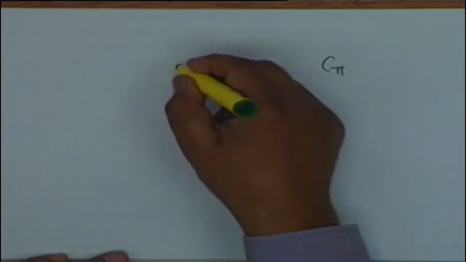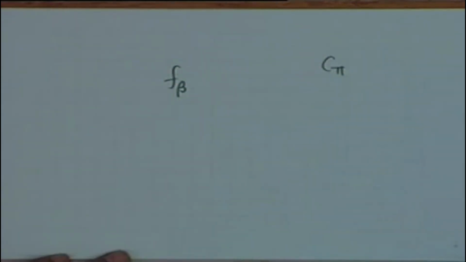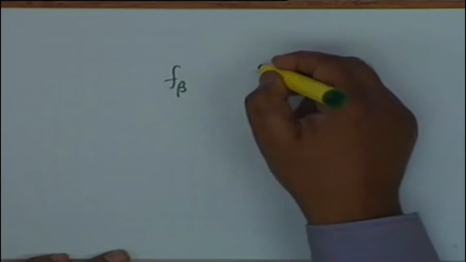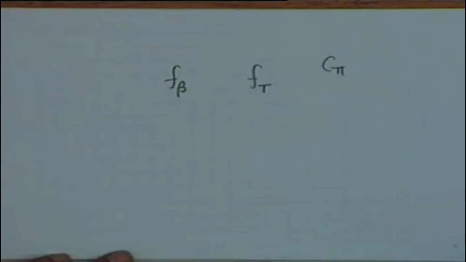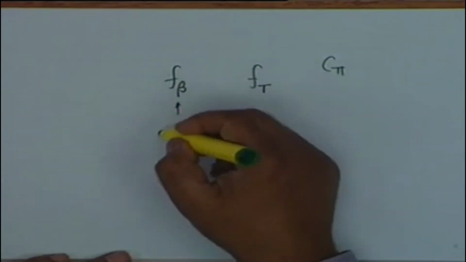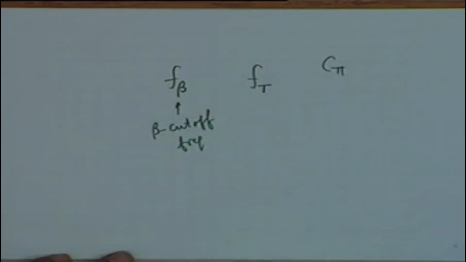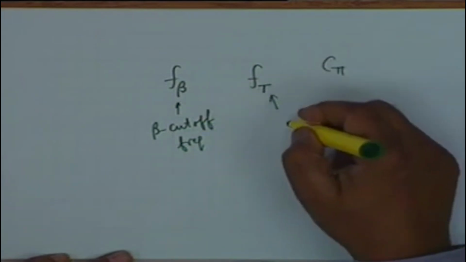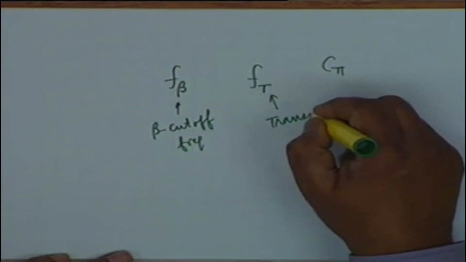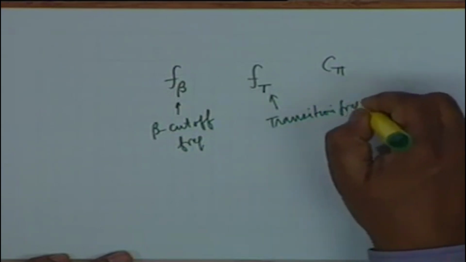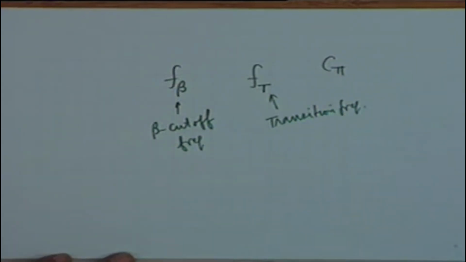2 terms. A transistor manufacturer usually does not specify C pi. He specifies a quantity known as F beta or a quantity known as Ft. The names of these are beta cutoff frequency, and this is called the transition frequency. And the definition comes like this.